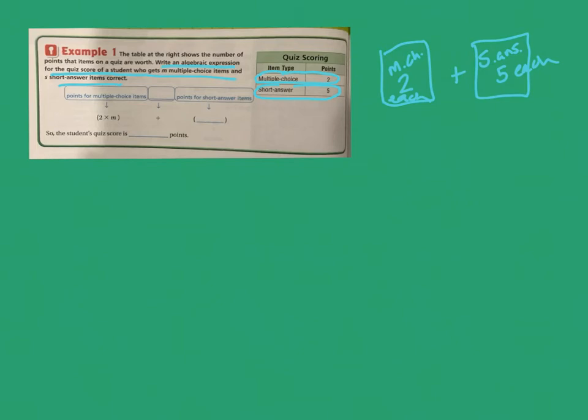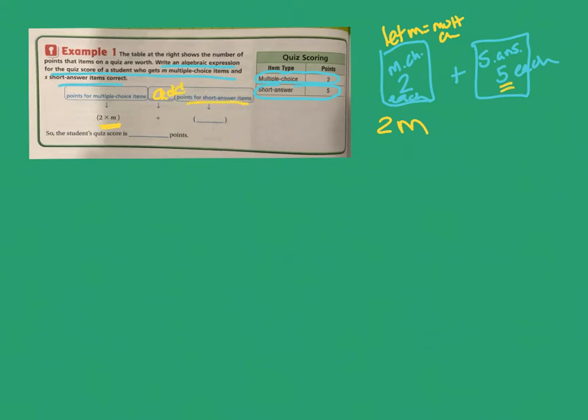That's repeated addition, right? So it's going to be 2 times whatever multiple choice. Let's let M equal multiple choice. So 2 times M, also known as 2M, which is what they put here. 2 points for multiple choice items, added to the points for the short answer items.